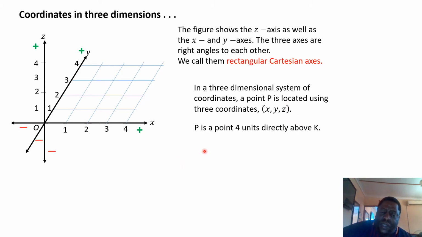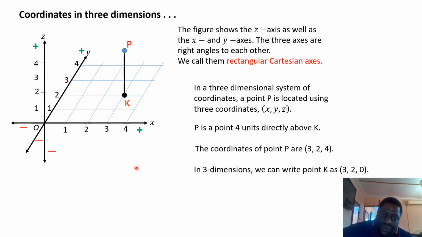So if I were to bring in a point, P is a point 4 units directly above K. So if you have to represent that, you see this point K is here. In fact, we can also write the coordinates of K down. So it will be 3 in the x direction, 2 in the y direction, but doesn't go up. So that point will be 3, 2, 0. And point P will be 3, 2, 4, because it's 4 units above K. Okay, so P is 3, 2, 4, and K would be 3, 2, 0. For example, if you had to look at this particular coordinate system.